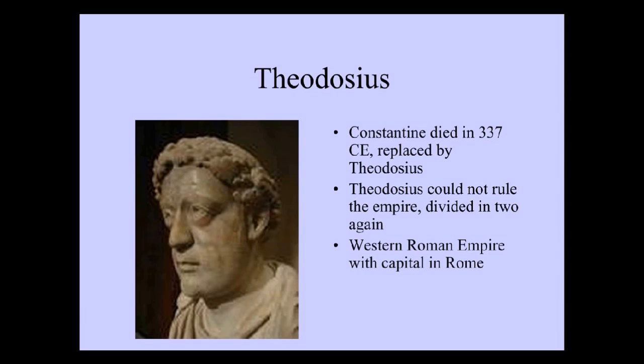And he makes two capitals, the Western Roman Empire, capital in Rome, and the Eastern Roman Empire with the capital in Constantinople. So let's just keep this straight. Diocletian divides the empire, but the two emperors are essentially equal. Constantine comes along, reunites the empire, makes one imperial capital, which he moves from Rome to Constantinople. Constantine dies, Theodosius comes along, and then divides it again, with two capitals, one in Rome, one in Constantinople.